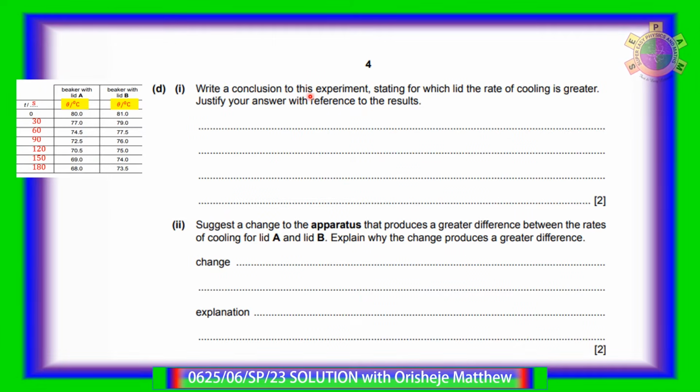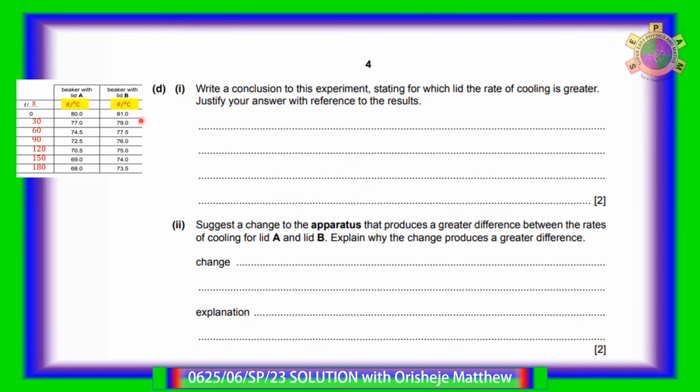Write a conclusion to this experiment, stating for which liquid the rate of cooling is greater. Justify your answer with reference to the results. All you need to do is look at the data that the student obtained. After 180 seconds, the temperature of beaker A dropped from 80 degrees to 68 degrees Celsius. That is about a 12 degree temperature drop.